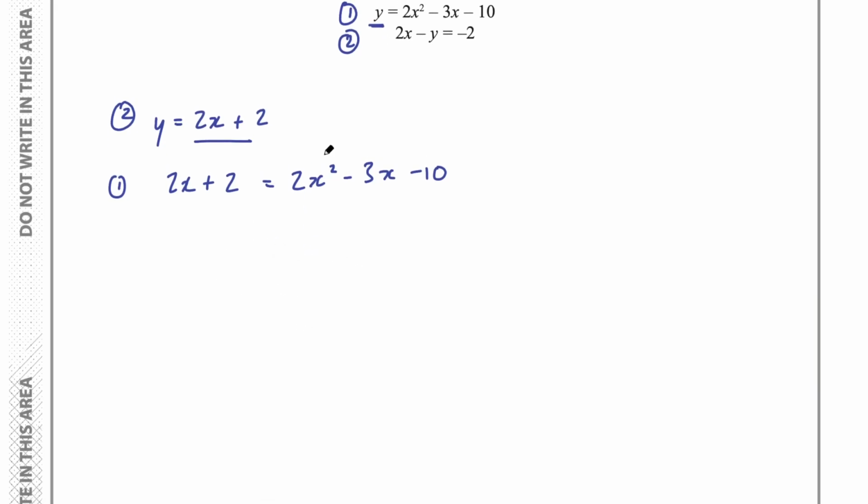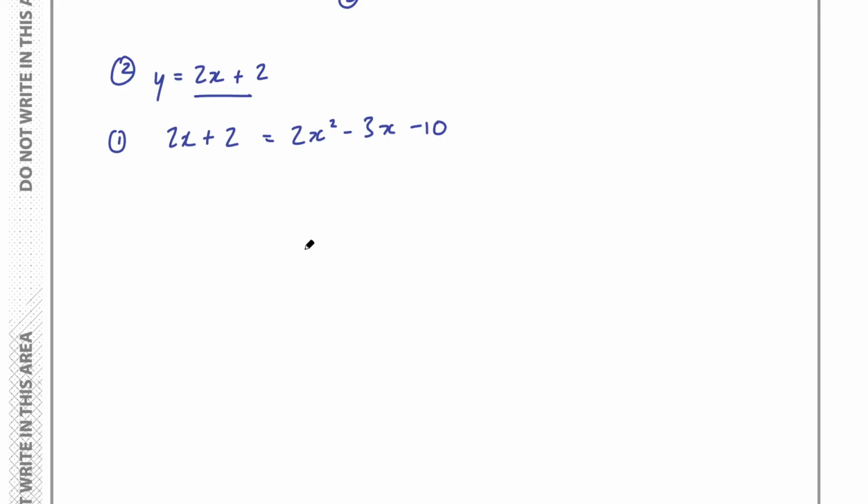Okay, then simplify this. So what we want is the quadratic equaling 0, because that will allow us to solve for x. So take the 2x from this side, take the 2. So this is going to be 2x squared take 5x take 12 equals 0. And now we can try to factorize this and then solve for x.